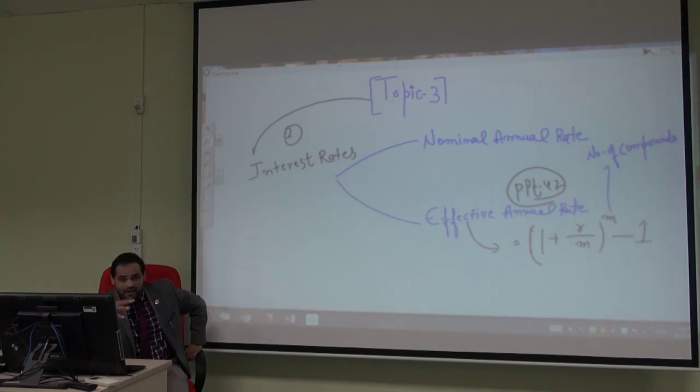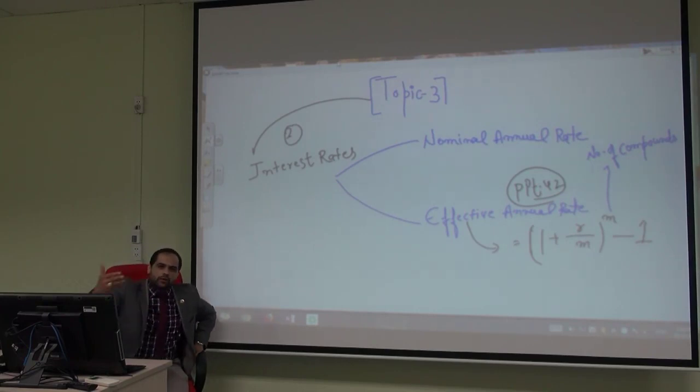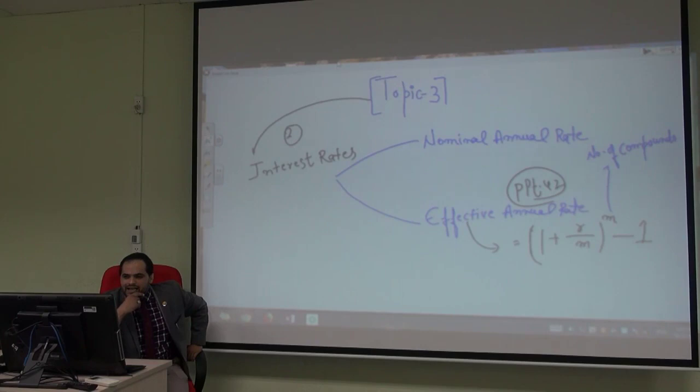Annually, EAR is of course similar to nominal because it's annual. Semi-annually, the rate of interest changed from 8% to 8.16%. And if we invest quarterly, then the interest rate changes from 8.16 to 8.22. So 8.22 is the quarterly effective annual rate. The idea is that if your number of compounds increases, EAR will be higher. EAR keeps going up. So that's the idea behind the nominal annual rate and effective annual rate.